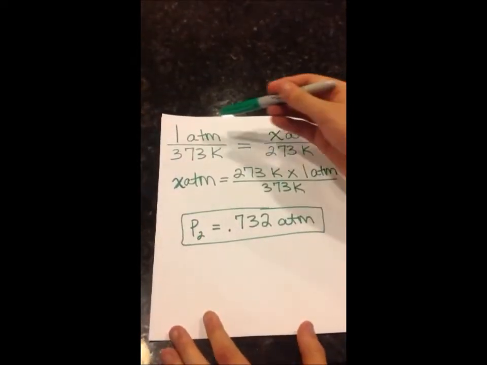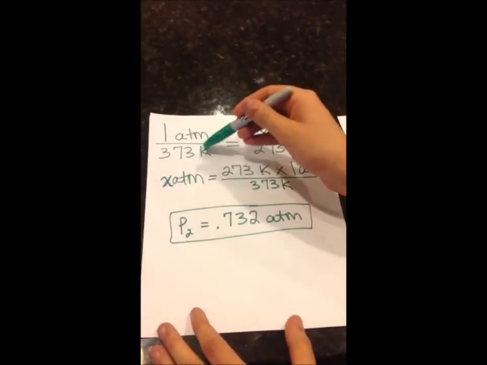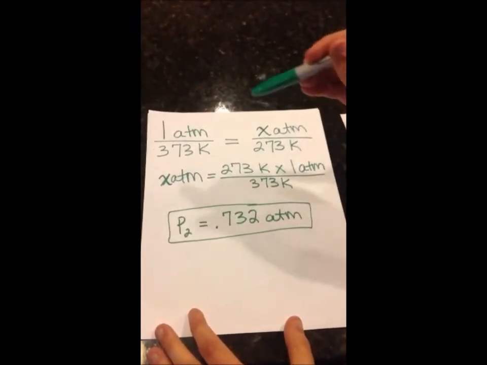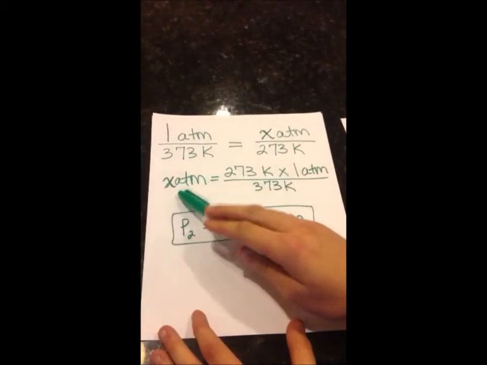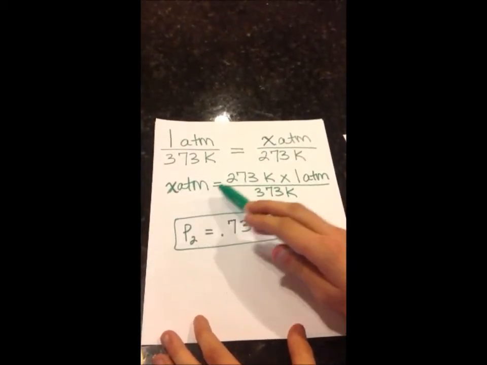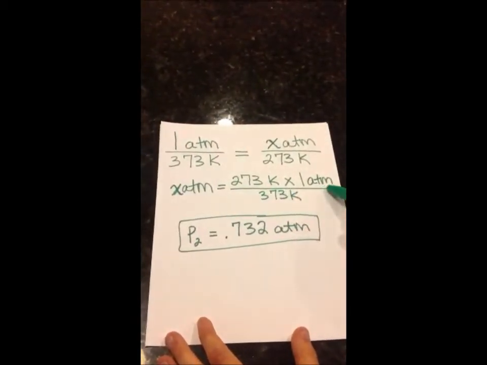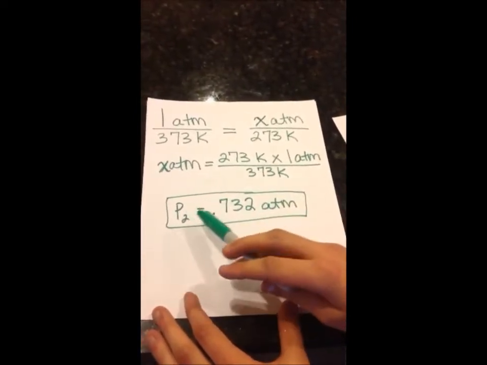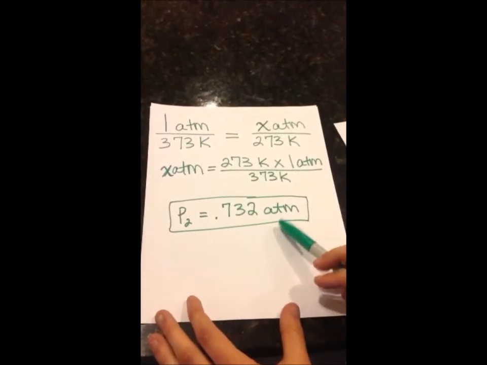So the equation is 1 atmosphere over 373 Kelvin equals X atmosphere over 273 Kelvin. So you would cross multiply and put X atmosphere by itself. So X atmosphere would equal 273 Kelvin times 1 atmosphere all over 373 Kelvin. Your answer would be 0.732 atmosphere.